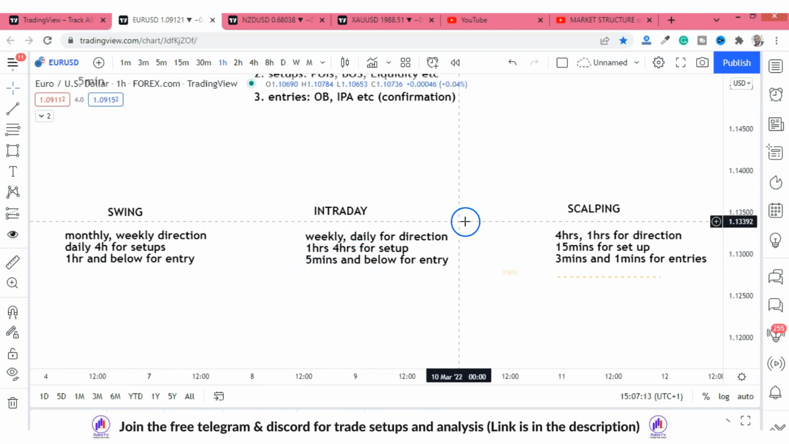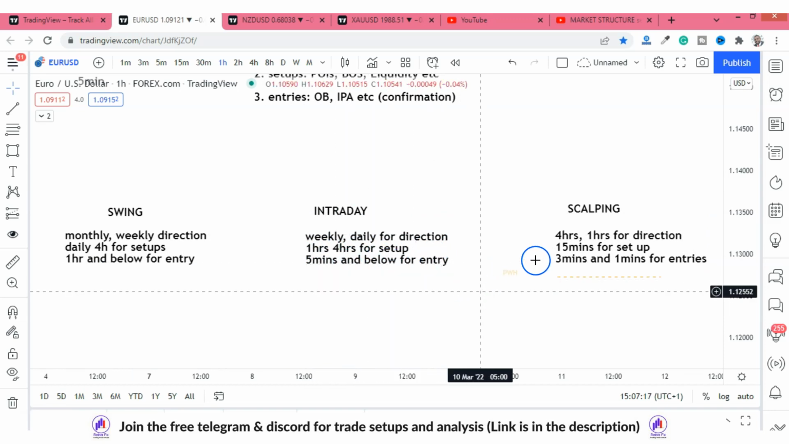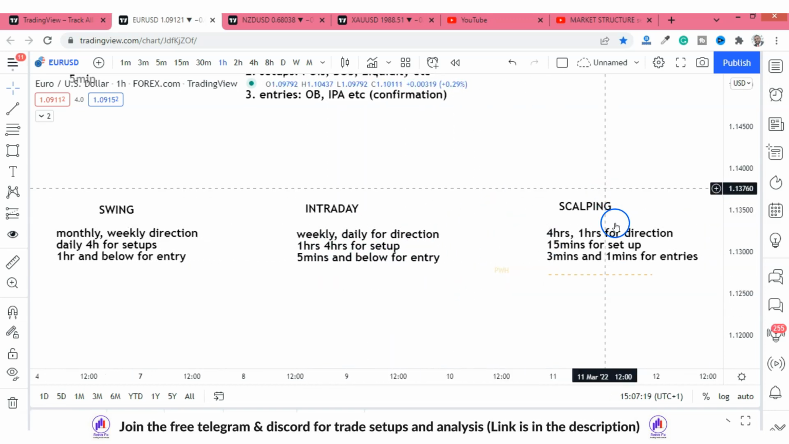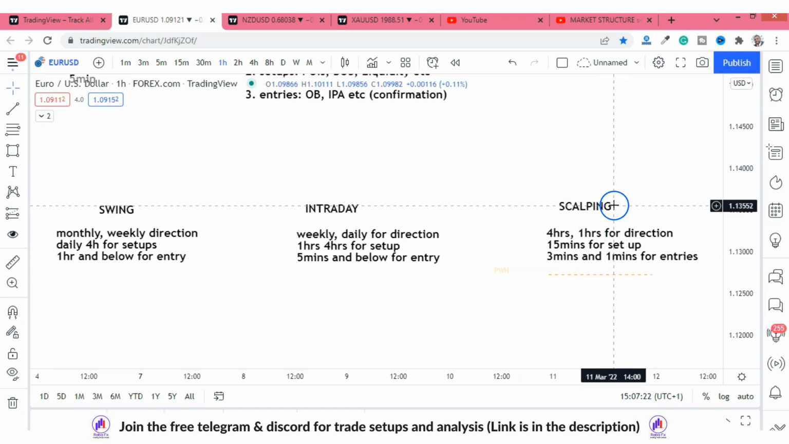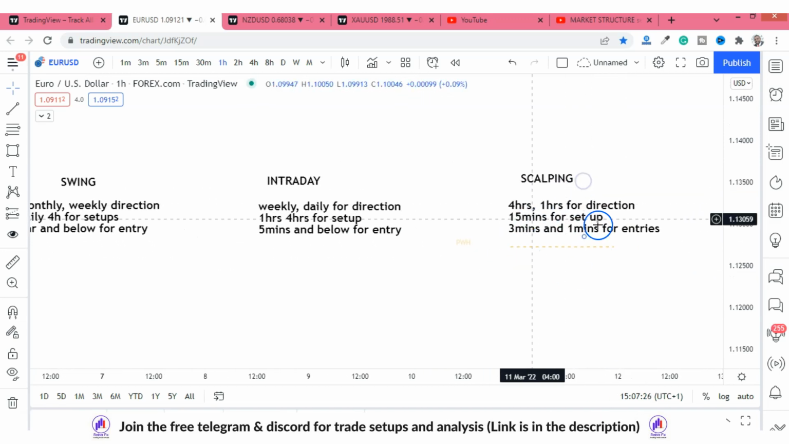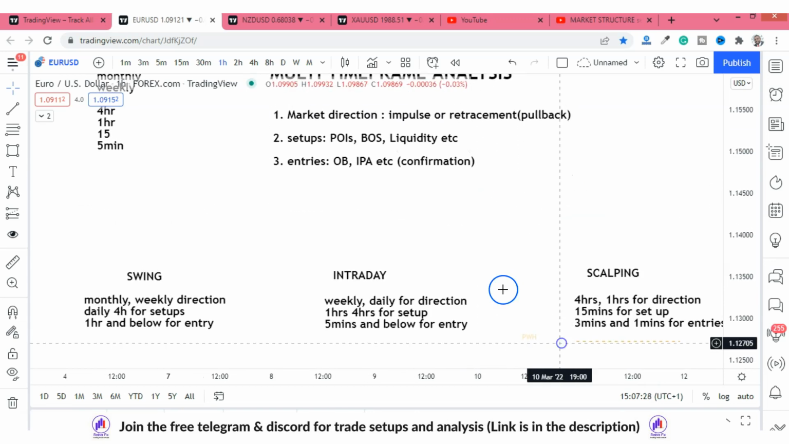For intraday, your weekly and daily for direction, 1 hour and 4 hours for setup, and 5 minutes for entry, and your scalping. In this case, we were not able to go through the chart, but nothing is stopping the explanation. So that is that.